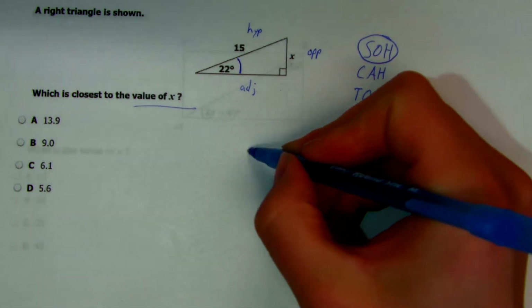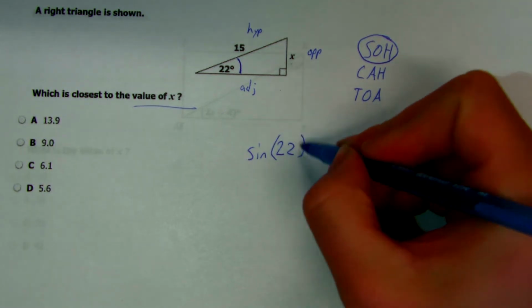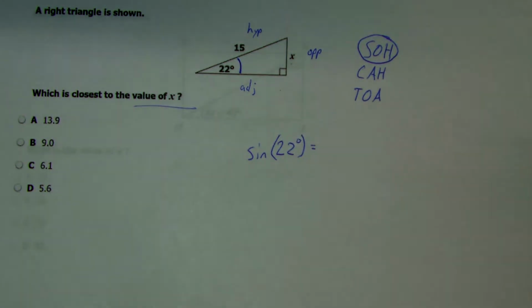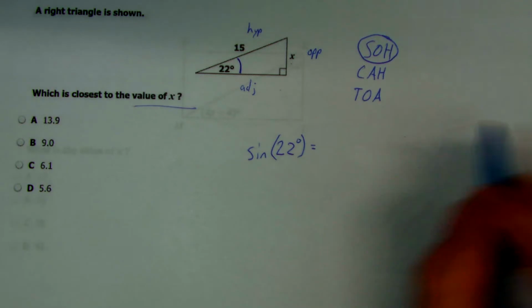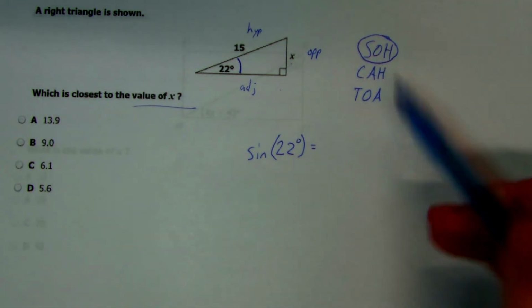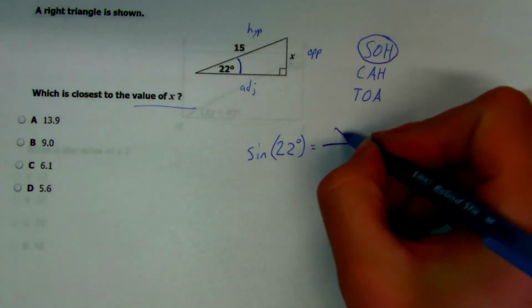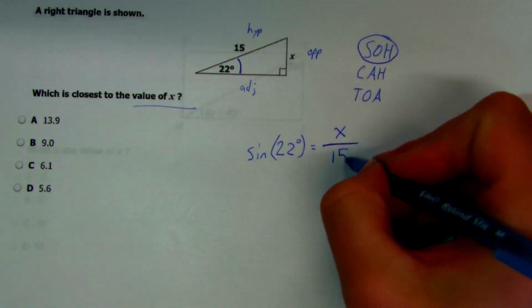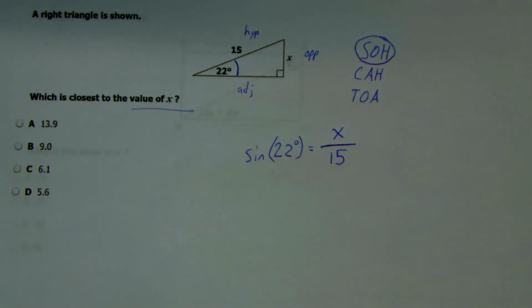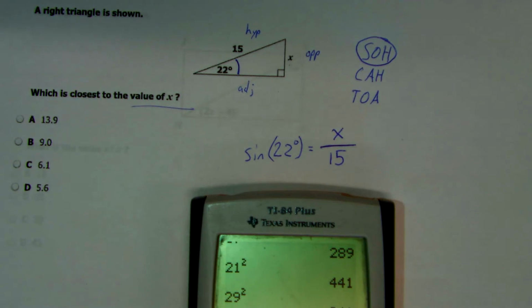So we're going to say that the sine of 22 degrees is equal to, don't forget your equal sign, and don't forget that the order is important. So it is SOH, which means that the O, which is my X, is on top, and the 15 is on the bottom. So you're sitting there, you're taking your SOL test, you take your calculator, and you're going to type in the sine of 22.